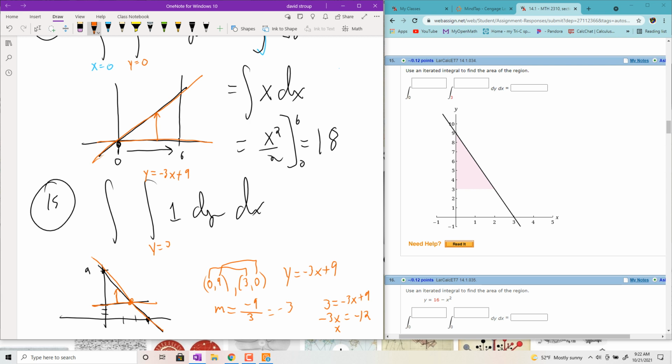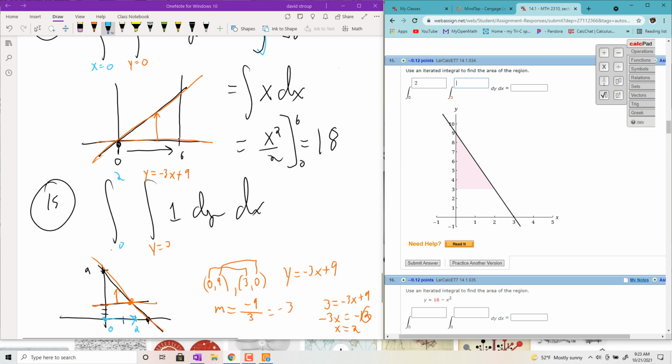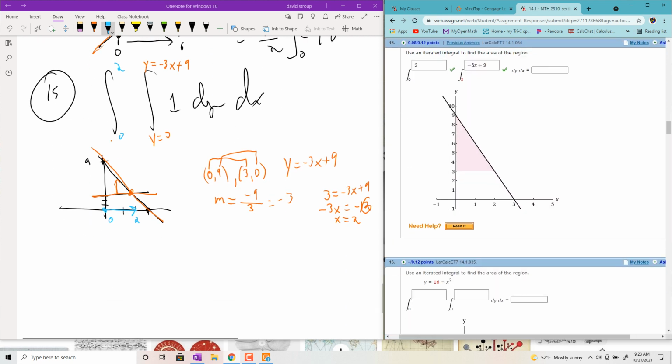Oh, I see. This is negative 6. There we go. So x is 2. Right. So it looks like I'm going from x equals 0 to x equals 2. So 0 to 2. Okay. I feel better about the universe. So 0 to 2, and then negative 3x plus 9. Let's see if it lets me figure out if that's right before I go and integrate. Yeah, okay. And then I'll go ahead and integrate it.